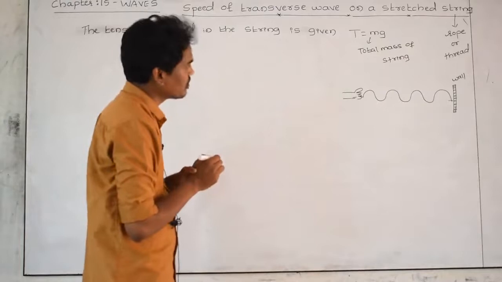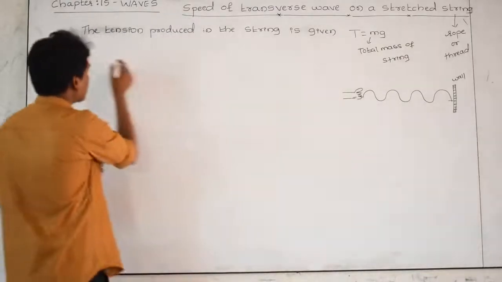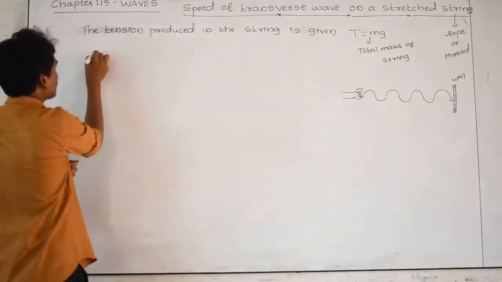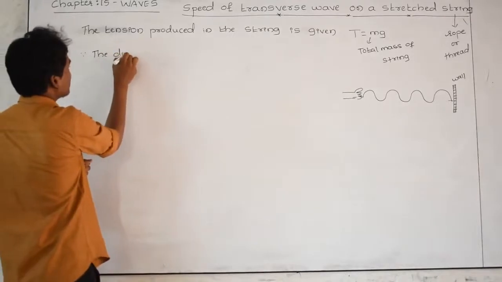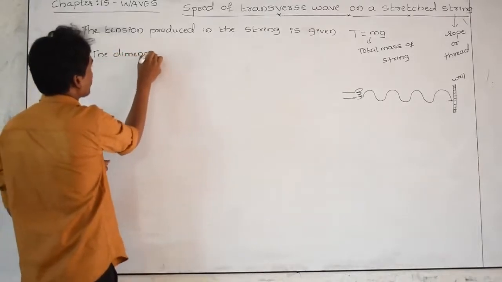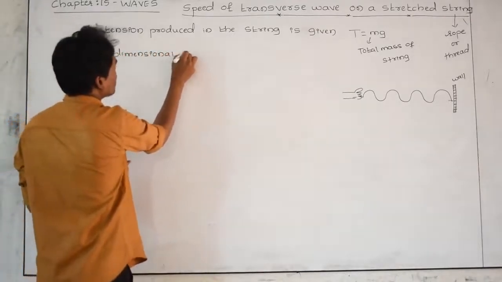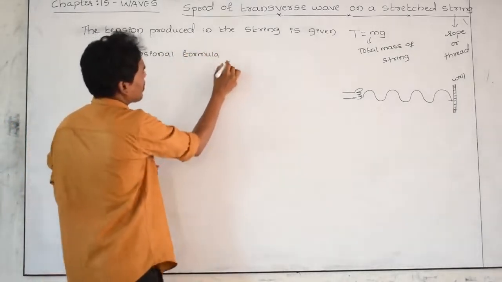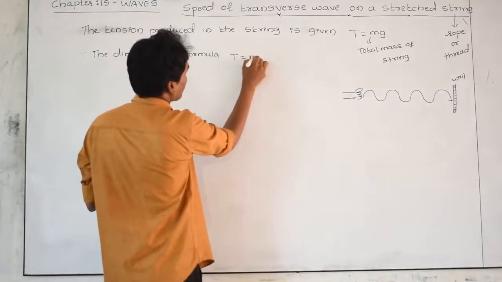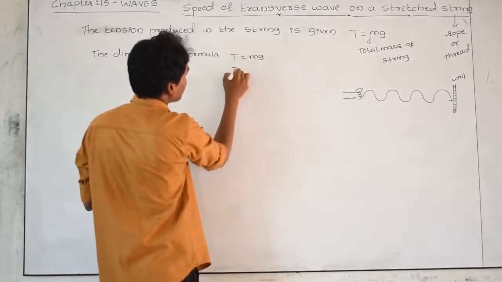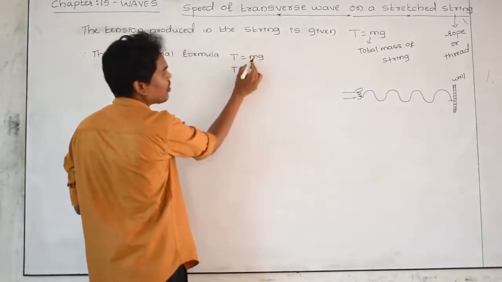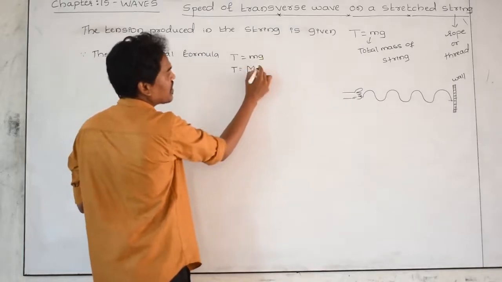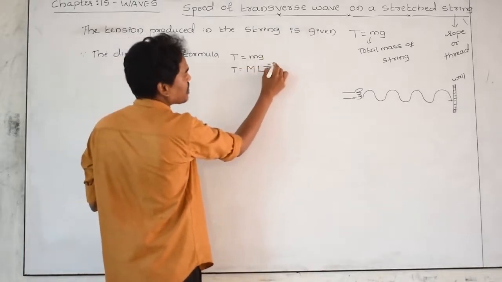And here, the dimensional formula of tension T is equal to m into g. How can we write it? The dimensional formula of mass is capital M, and g is LT raised to minus 2, as you know very well.